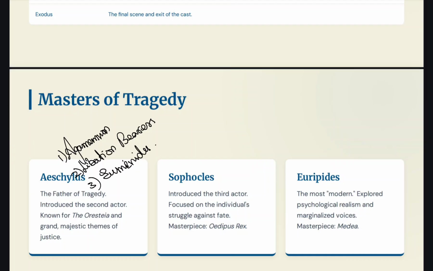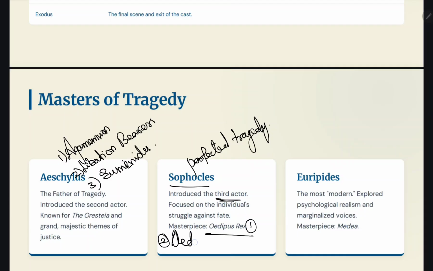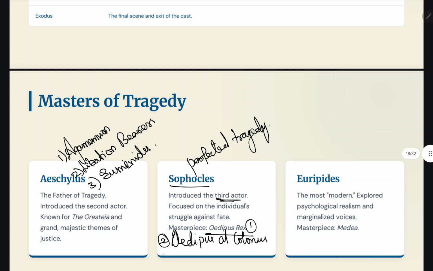And now we are going to see about Sophocles. If Aeschylus built tragedy, Sophocles perfected it. He introduced the third character. The maximum number of characters in Greek tragedy is three, and his main works are Oedipus Rex, Oedipus at Colonus, and Antigone.